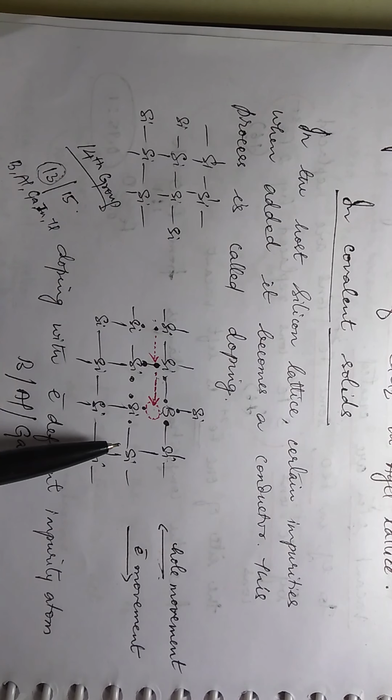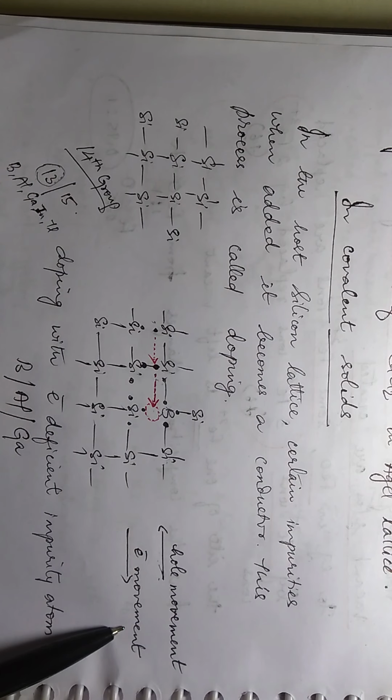You know very well that the electron movement and the charge move in opposite directions. So that is what is indicated here. Whole movement is from here to here, and electron movement is from here to here. Now this addition of impurity into the whole host lattice and improving a particular property is called doping.